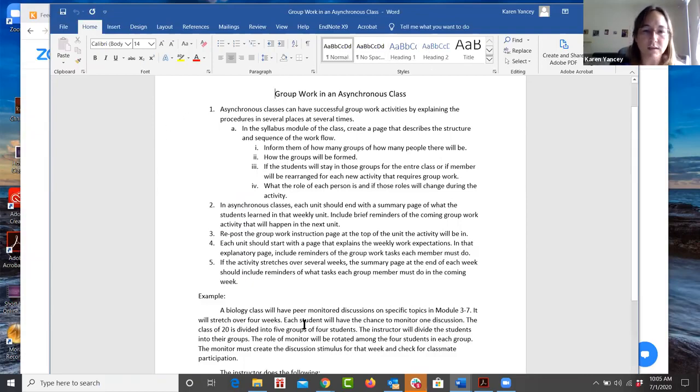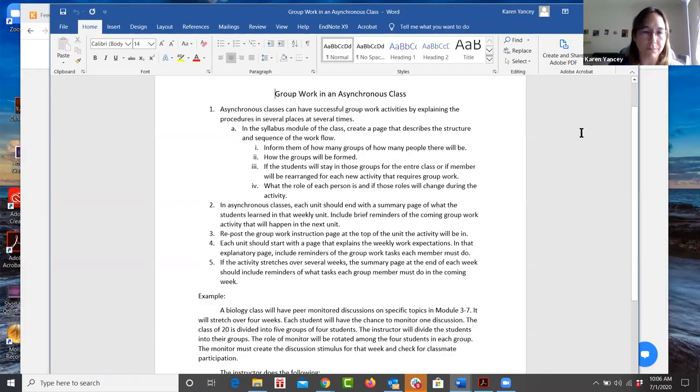So as you can see, I'm sharing with you a document that gives a few guidelines. The important feature is that you create discussion boards in a way in which students can interact with each other. And there are certain best practices when doing that.